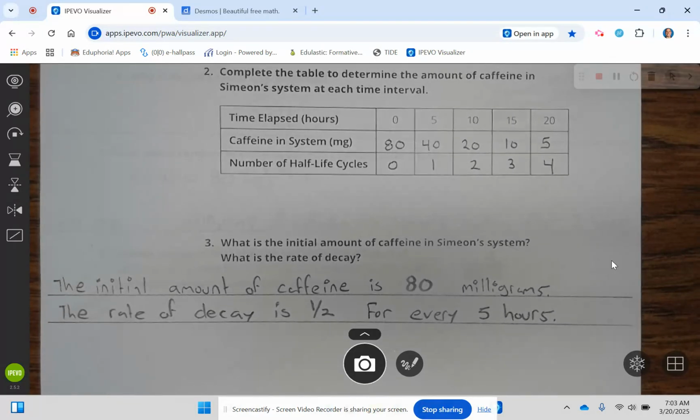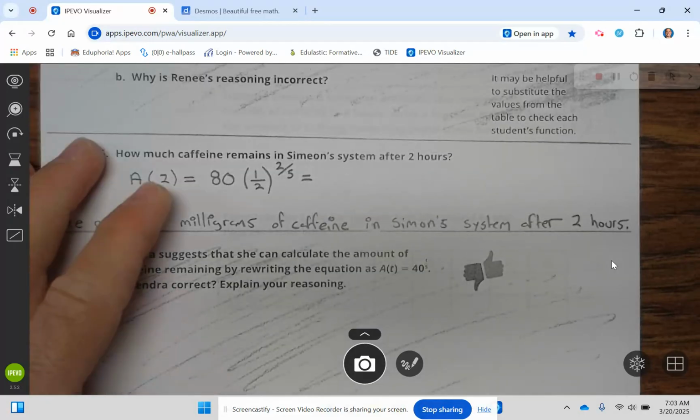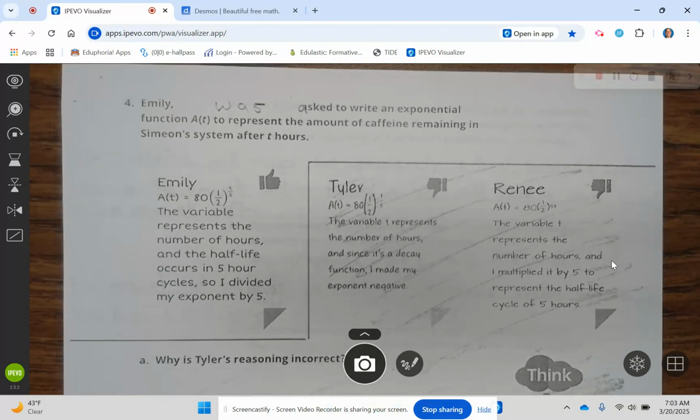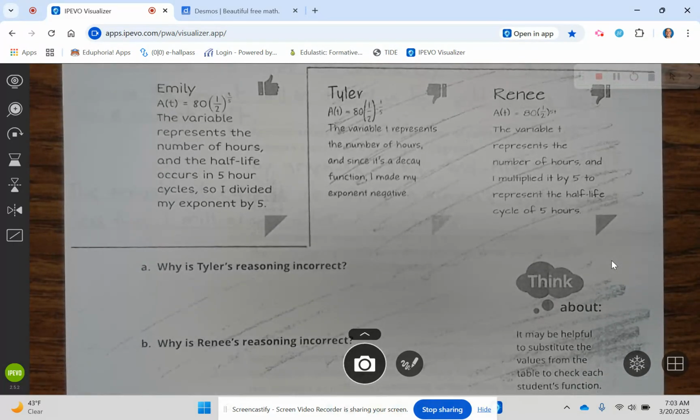Let's take a look at the next page. 4. Emily was asked to write an exponential function, A(t), to represent the amount of caffeine remaining in Simone's system after t hours. Emily: A(t) equals 80 times (1/2) to the t divided by 5. The variable represents the number of hours and the half-life occurs in 5-hour cycles, so I divided my exponent by 5. Go ahead and mark out Tyler, Renee in A and B.